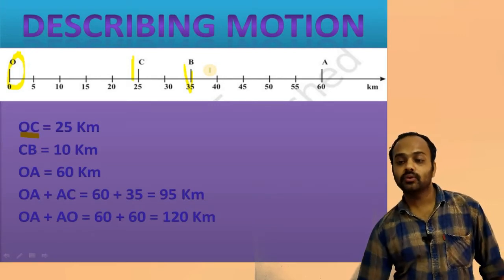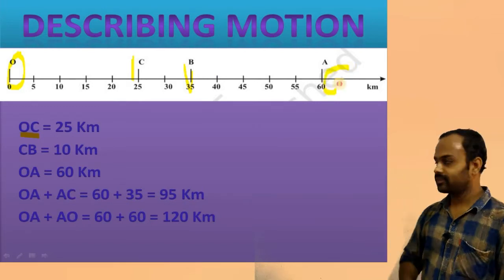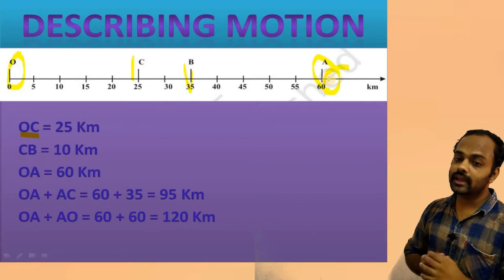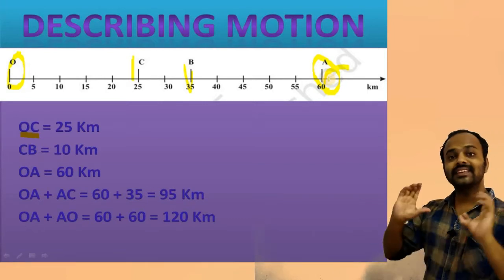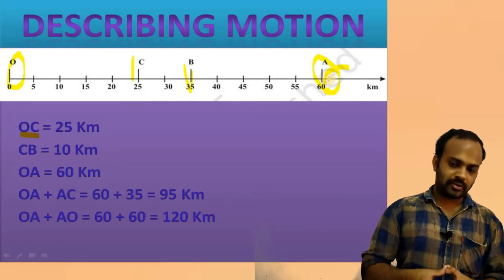Then you moved O to A. What is the distance of O to A? 0 to 60. That is 60 kilometers. You moved a distance of 60 kilometers.